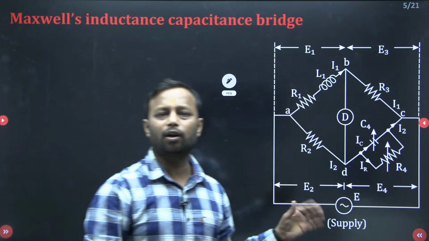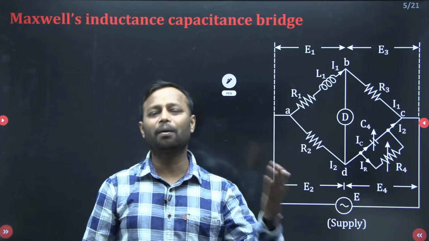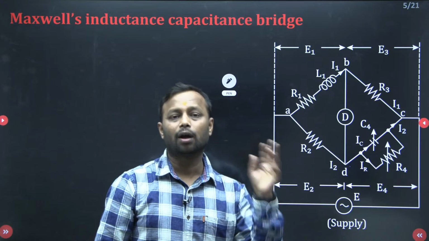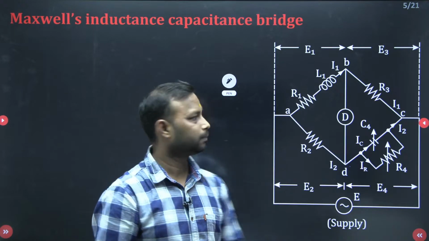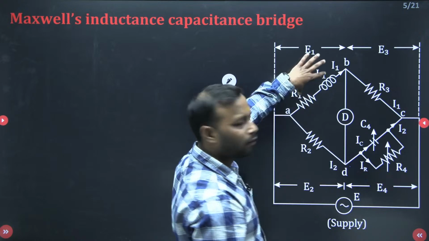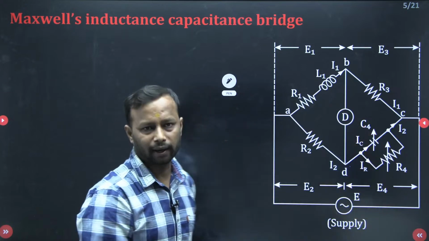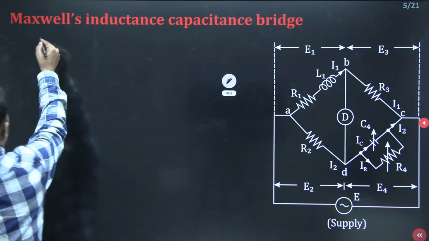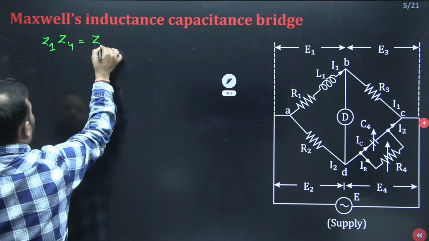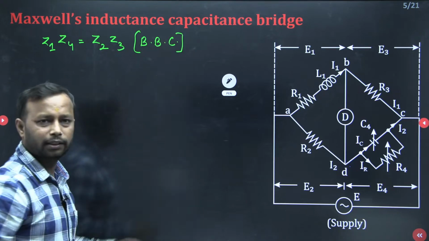I hope this is clear. Okay. So what was the demerit of bridge 1? We cannot determine the maximum energy stored by the inductor, because that is calculated under resonance, and for resonance we require an inductor as well as a capacitance. Okay. Now come to this Maxwell inductance capacitance bridge. So this is R1 L1, which we need to determine, R2, R3, and this time R4 and C4 are in parallel. Now using again the bridge balancing condition, Z1 Z4 equals Z2 into Z3. This is the bridge balancing condition.